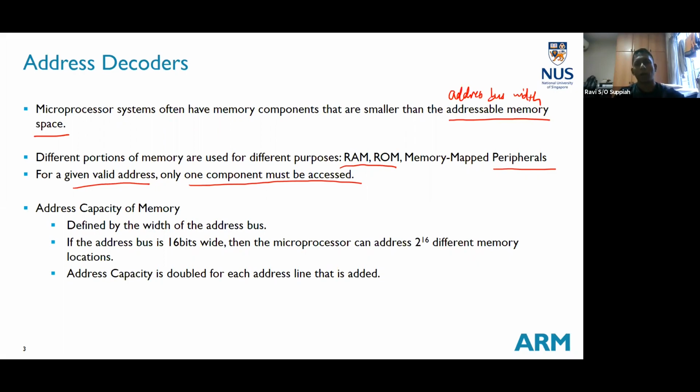All right, so how did this mapping come about? How do we say that this peripheral is mapped to a particular address? That is what we are going to look at.